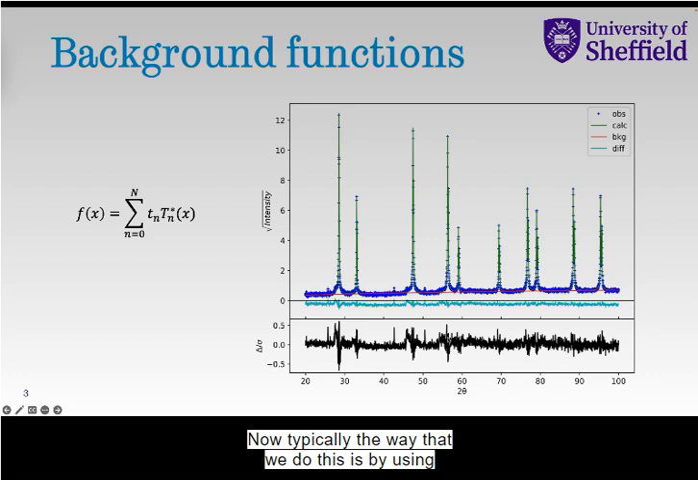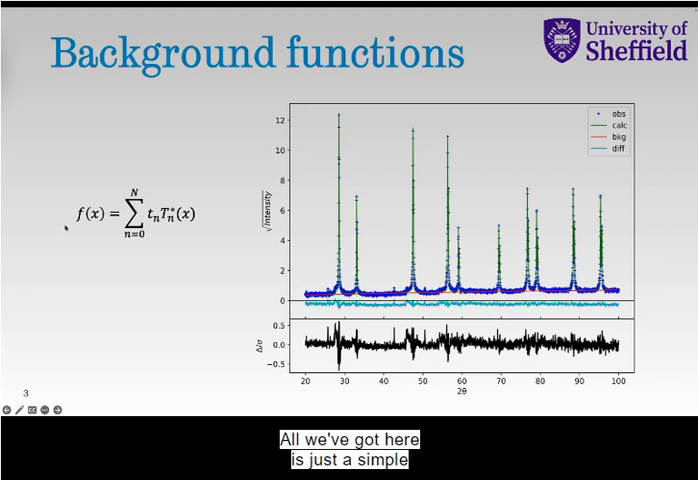Now, typically, the way that we do this is by using some sort of arbitrary function to fit what we see in the background. And very commonly what we use is something called a shifted Chebyshev polynomial. If you've come across polynomials before, you could probably think of them just in terms of an expansion, in terms of terms like x, x squared, x cubed, and things like that. In a shifted Chebyshev, we're doing exactly the same thing, but instead of using x squared, we use a different series of expanding terms. And in the notes, there's an example of this. But you could use any number of functions in order to fit that background theoretically.